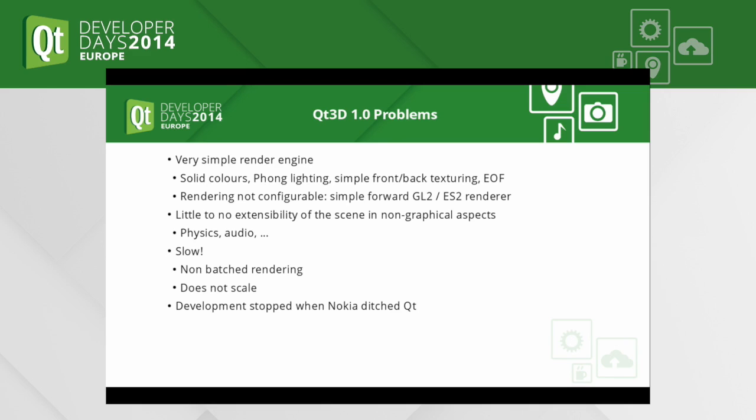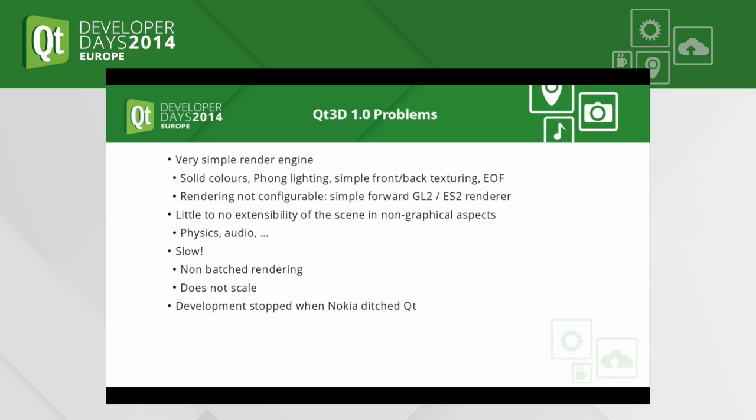And then there's a very simple rendering engine in Qt3D, and that's really where the problems start. It could do some particular kinds of rendering. There's a list of them up here: solid colors, Phong lighting, and basic texturing. But there was really no configuration. The renderer you got in Qt3D 1.0 was what you got.